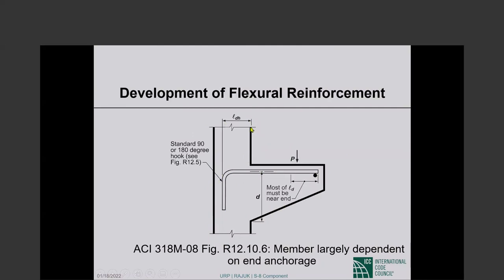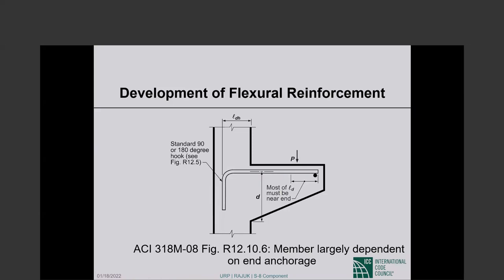And if we provide l_dh from the face of the column up to the end of the hook, the bar is fully developed. So that is not a problem. So the stress in the bar is f_y at this location. Normally, the bending is going down as you go to the right, so the stress in the bar should be going down, but not here, because the bending is going down, the depth is also going down. So this bar very likely has close to f_y the entire way until the end.